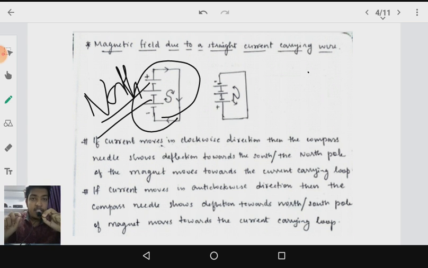Whereas if current is flowing in the anti-clockwise direction, now this particular loop is going to act as the south pole. That is why the north pole of the magnet is attracted towards it, or the deflection is showing towards the north side.